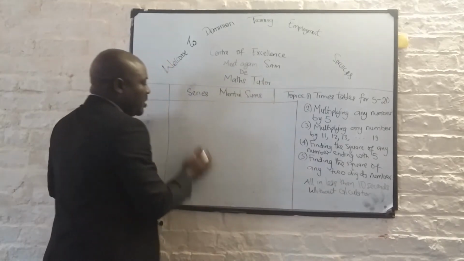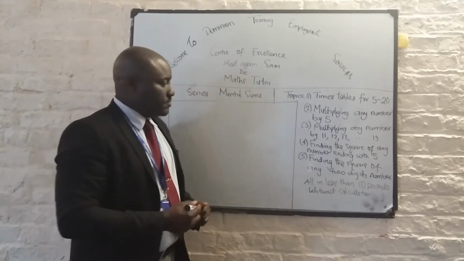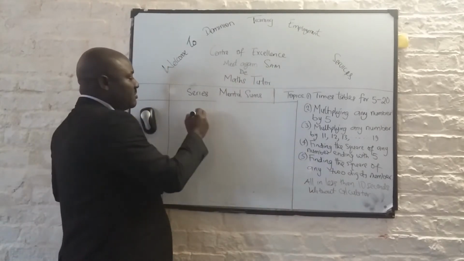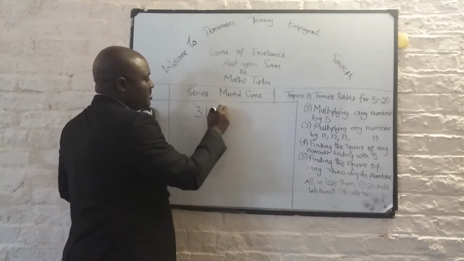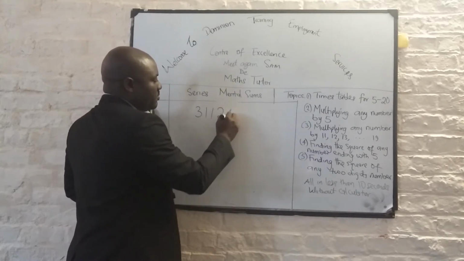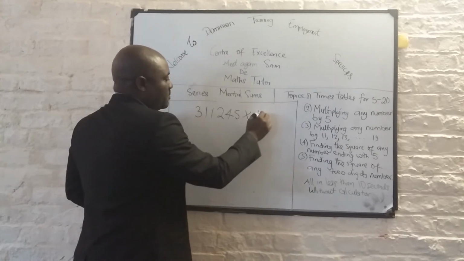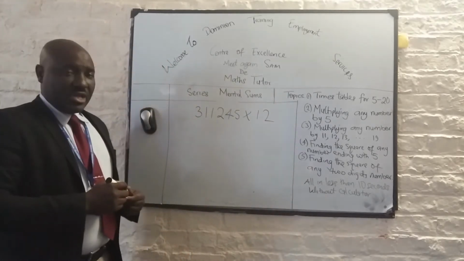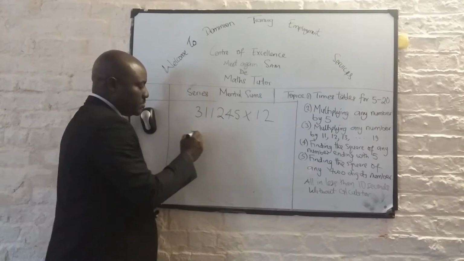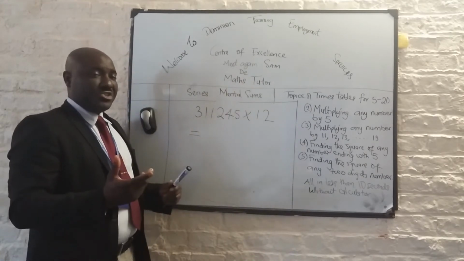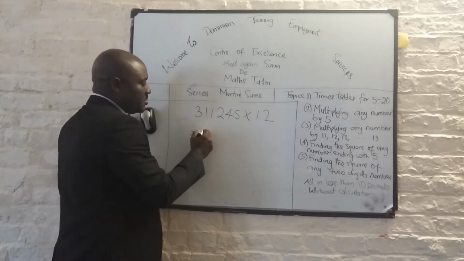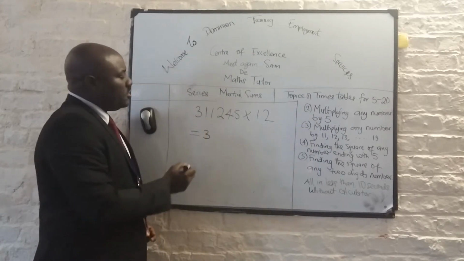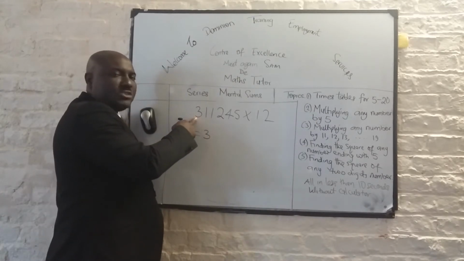Let's see how it works when it is 12. Suppose I have 3, 1, 1, 2, 4, 5 times 12. Here there's a little trick that you bring in. You write down the first number, which is 3. You will multiply that first number by 2, which gives you 6.